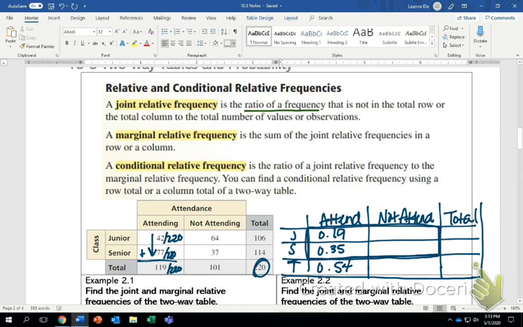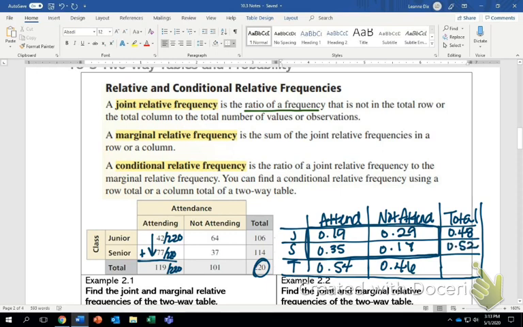So we'll have 64 divided by 220, which is going to be 0.29, and 37 divided by 220 is going to be 0.17. It's 0.168, which rounds to 0.17. So 0.29 plus 0.17 is going to equal 0.46, and then we can add across. That is 0.19 plus 0.29, which should be 0.48. 0.35 plus 0.17 is 0.52.